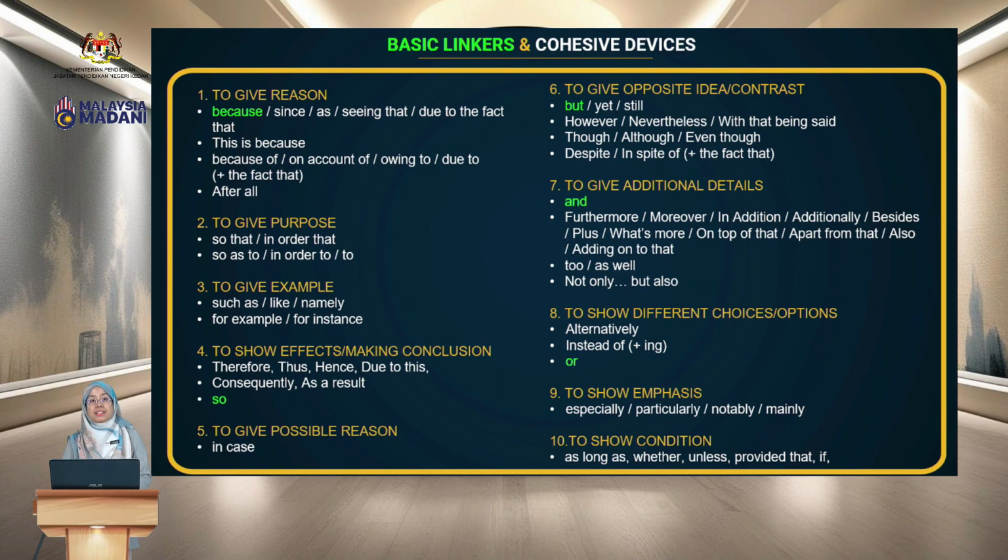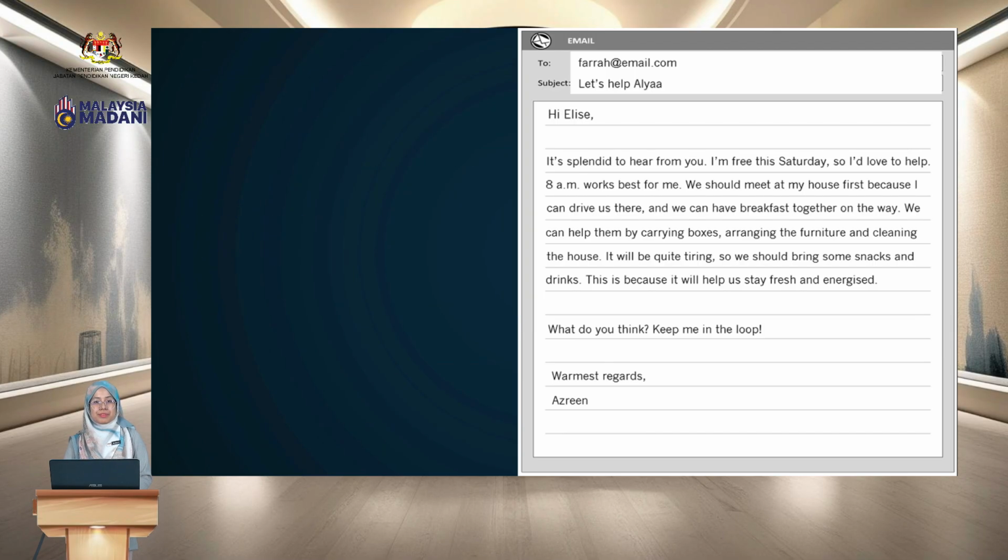Now here are some basic linkers and cohesive devices, and I have divided them into their own functions. Note that the ones in green are basic linkers and the rest are all cohesive devices. Feel free to snapshot this page as well. Now let's take a look at how it is used in an essay. What are the linking words used? You can take your time to read the essay and pause the video if you like.